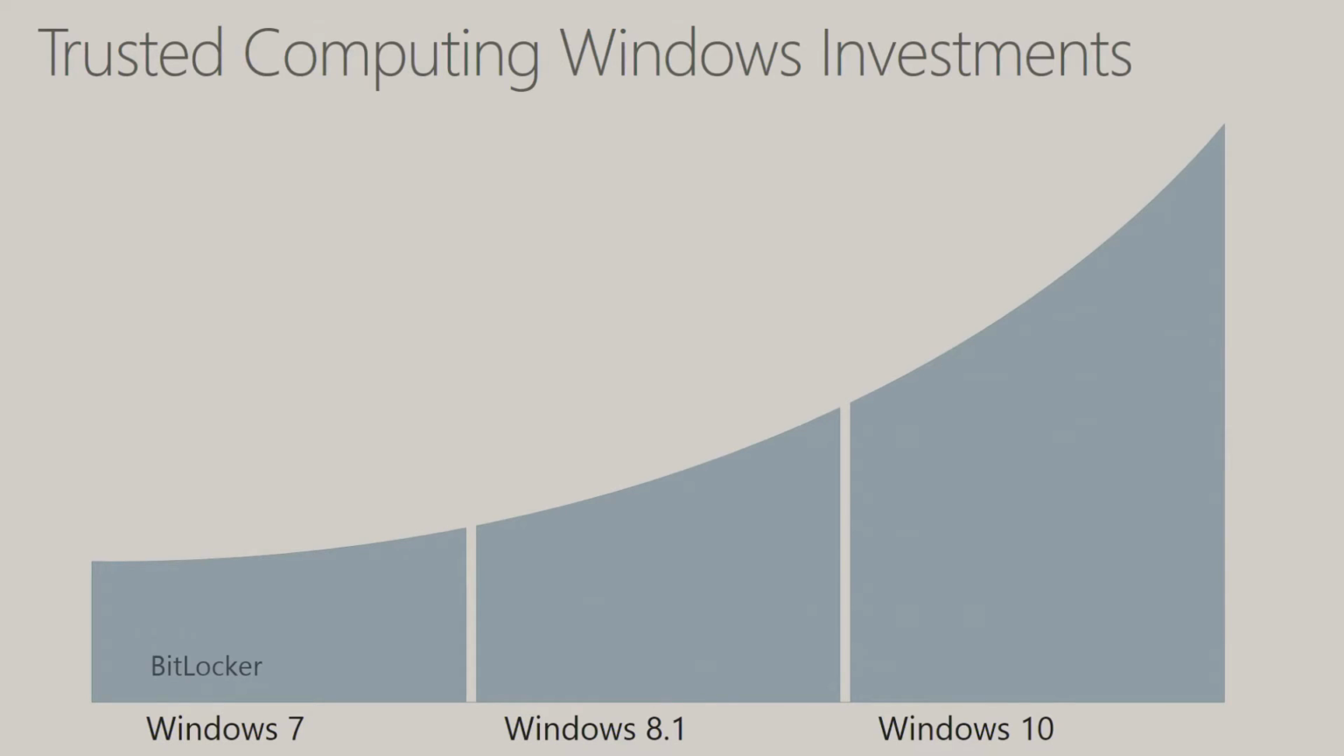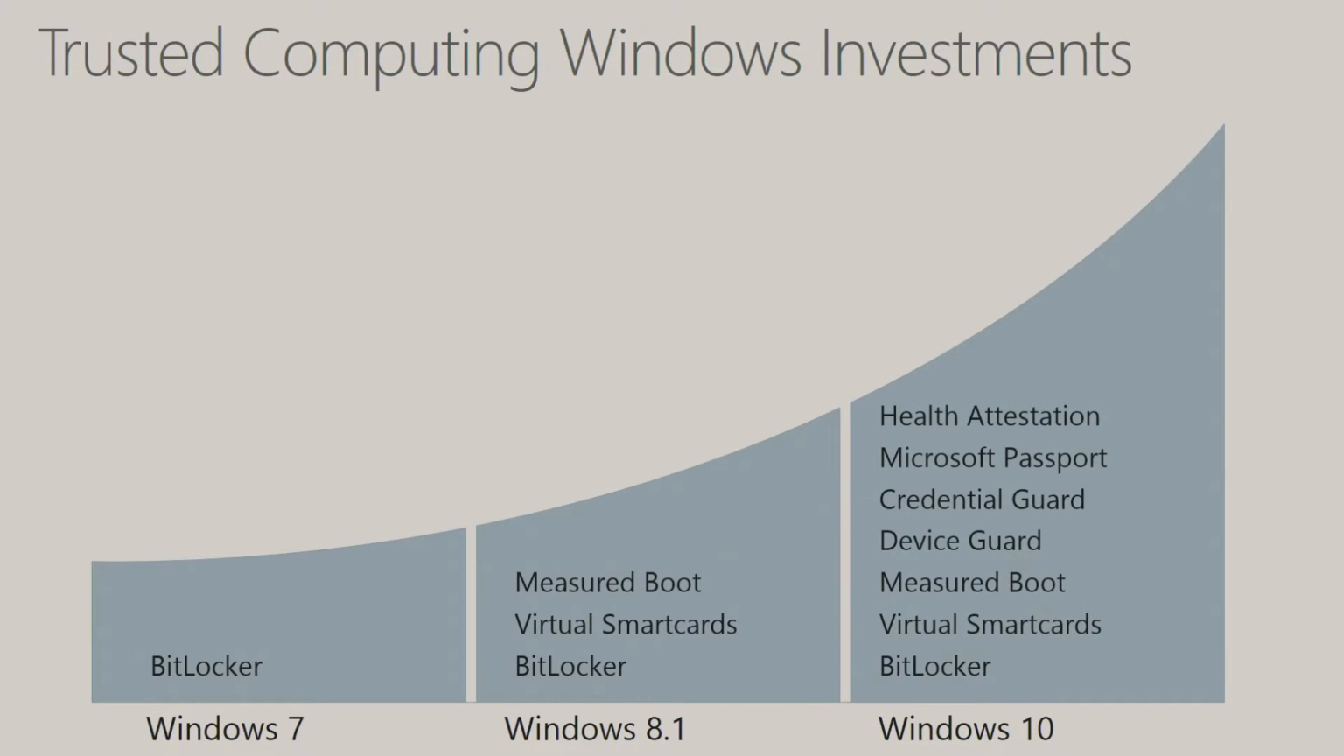So where we came from: in Windows 7, it was BitLocker only. Windows 8.1, measured boot, virtual smart cards, and BitLocker. Windows 10, I'm going to talk a little bit more about the health attestation. I can never say that name very well. Microsoft Passport, Windows Hello, Credential Guard, Device Guard, measured boot, virtual smart cards, and BitLocker. So we're adding more functionality within that TPM chip.